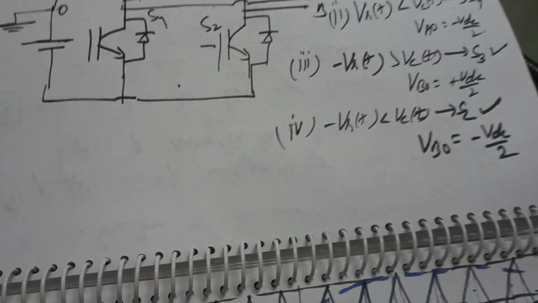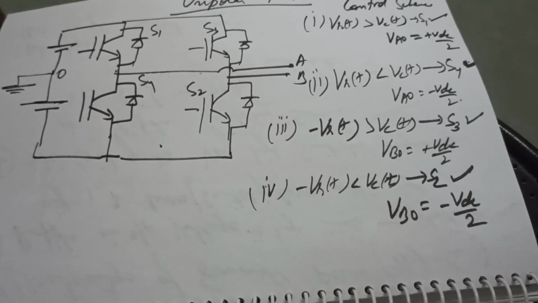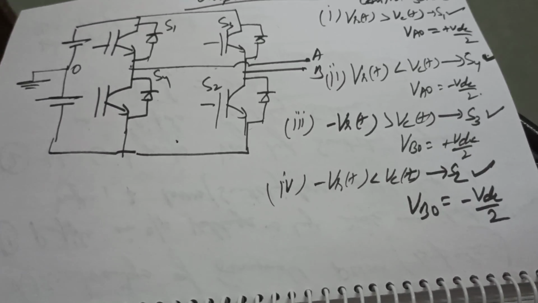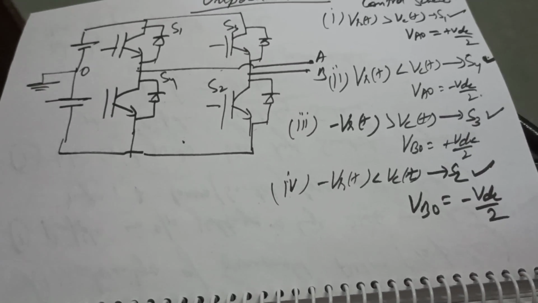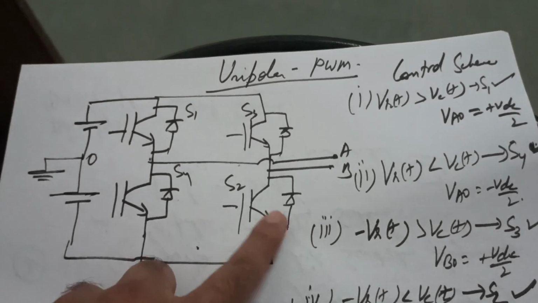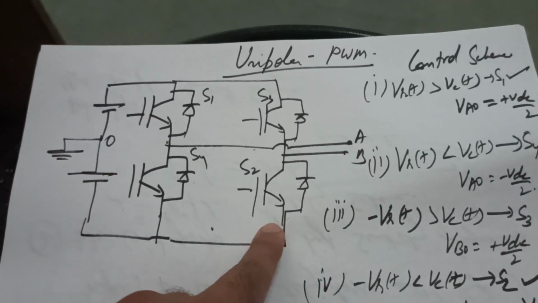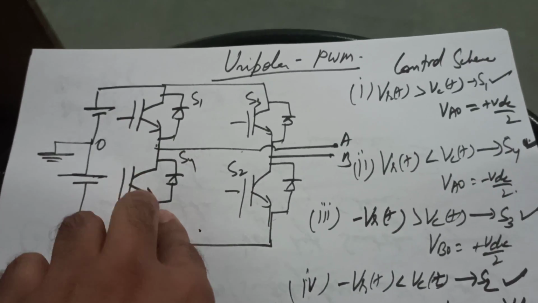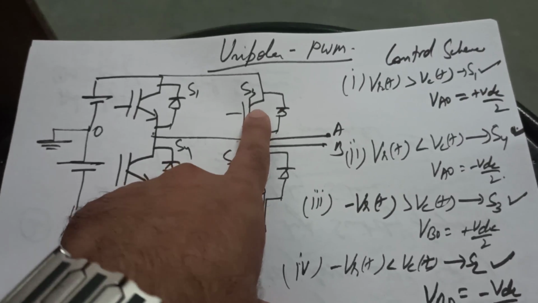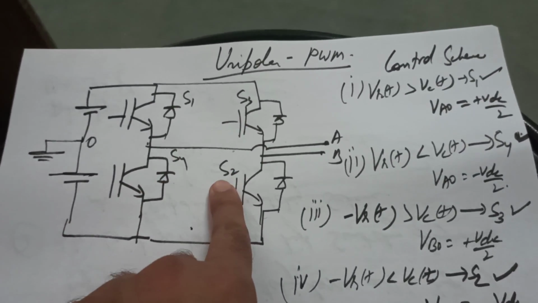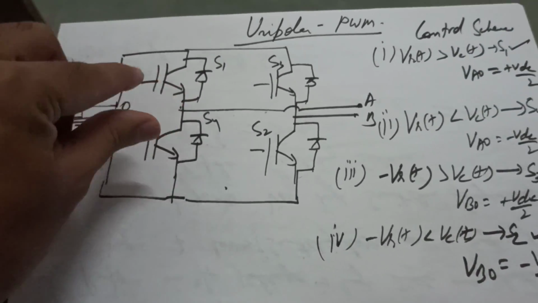So now let's move to the unipolar PWM. Unipolar PWM is very important because in this PWM, the switches are conducted not in couples. They are conducted individually. So when the reference, that is the sine wave, is greater than VC, S1 is conducted. When the reference is less than VC, S4 is conducted. Similarly, when the negative part of VR is greater than VC, obviously S3 will conduct, and when the negative part is less than VC, then S2 will conduct. Clear?